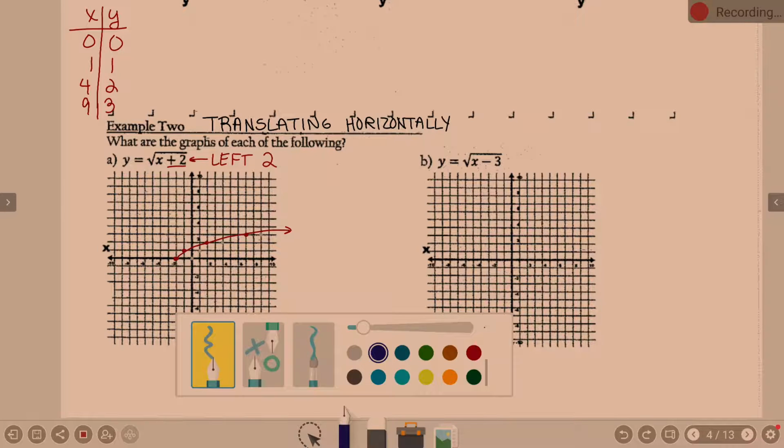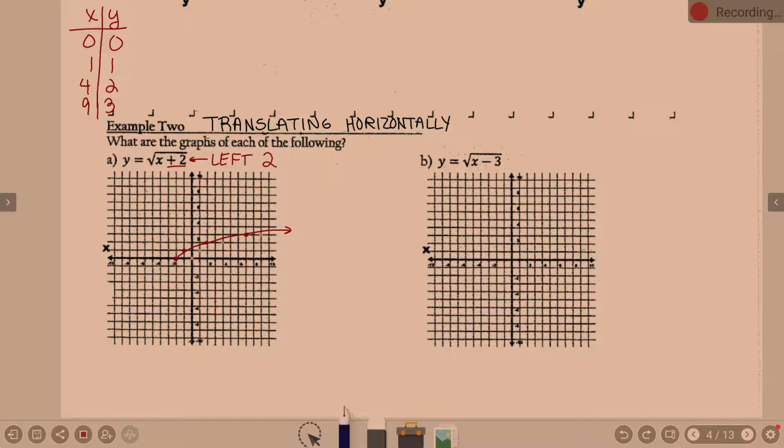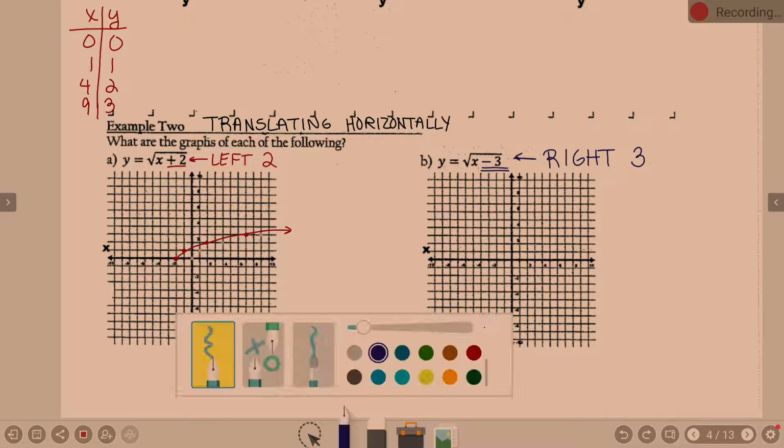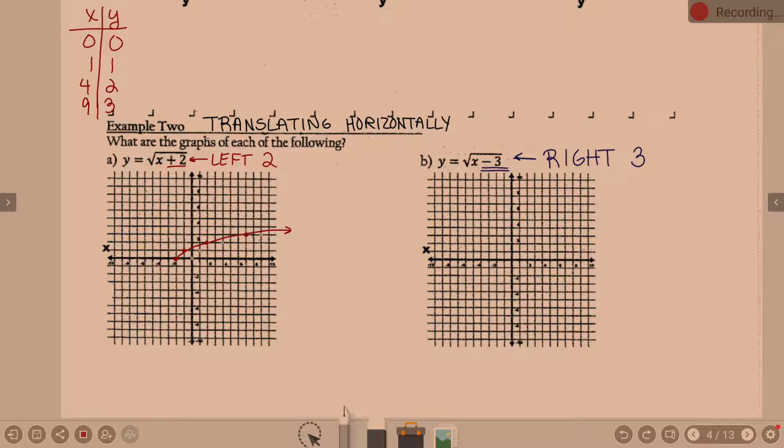Okay, you guys got B under control? Y equals square root of x minus 3. What are we doing? Right. Because the minus 3 is under the radical, it's left or right. Because it's a minus 3, we're going to go right 3. You have your original dots memorized at this point? This is your 5th graph using them, right? Original dots are 0, 0, 1, 1, 4, 2, 9, 3.